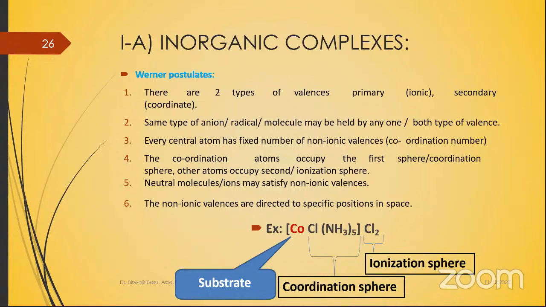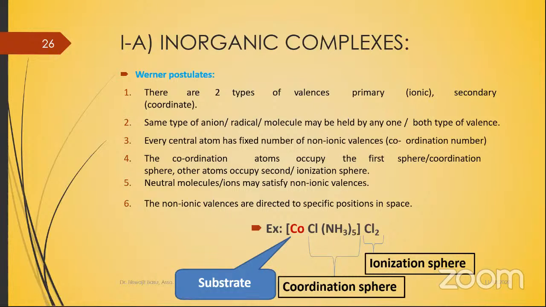The coordinated atoms occupy the first sphere, or coordination sphere, and the other atoms occupy the second sphere, or ionization sphere. So the neutral atom or ion may satisfy the non-ionic valencies. The non-ionic valencies are directed to specific positions in space. Okay, so this is all about inorganic metal complexes.